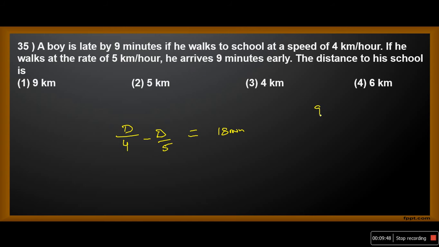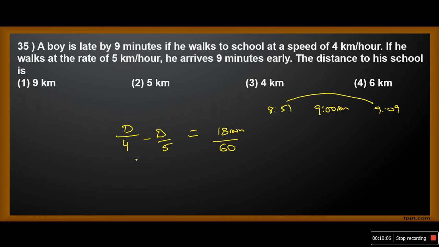First one, let us say the time you have to reach is 9 a.m. In the first case you are taking 9 minutes late. In the second case you are reaching at 8:51, 9 minutes early. So what is the time gap? 18. That's what we are writing here. This is given in minutes. You have to convert in terms of hours, so simply divide it by 60.